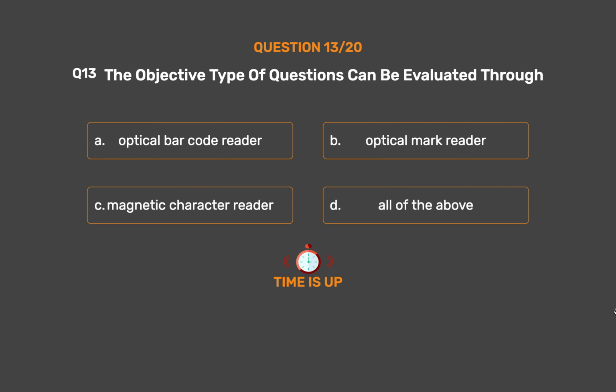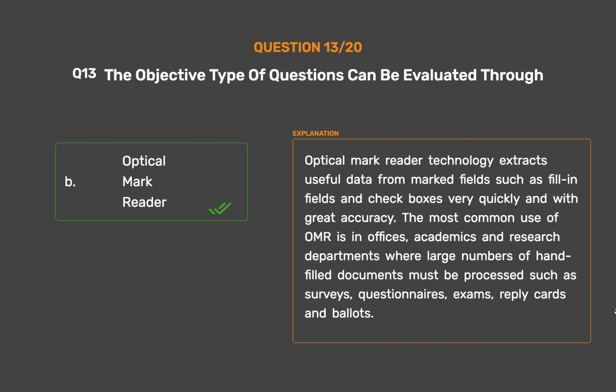The correct answer is option B, optical mark reader. Optical mark reader technology extracts useful data from marked fields such as fill-in fields and checkboxes very quickly and with great accuracy. The most common use of OMR is in offices, academics and research departments where large numbers of hand-filled documents must be processed such as surveys, questionnaires, exams, reply cards and ballots.